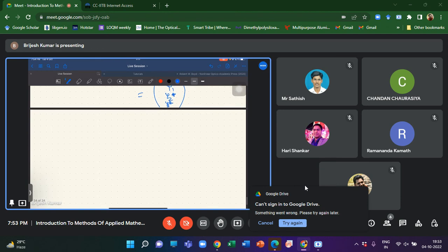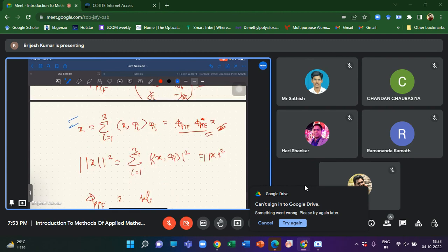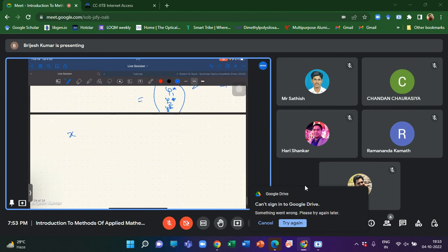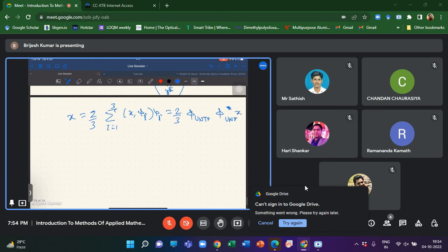Okay, so the corresponding expression of this x will be x equal to 2 by 3 summation i equal to 1 to 3 of x comma phi i, phi i is equal to 2 by 3 phi u and tf and phi u and tf star into x. So similarly the norm you can write 2 by 3 norm of small x square.